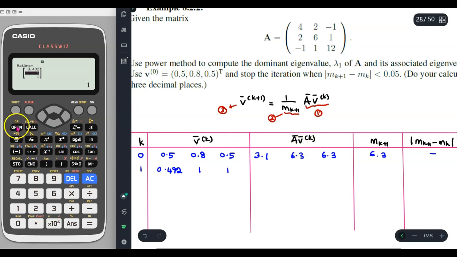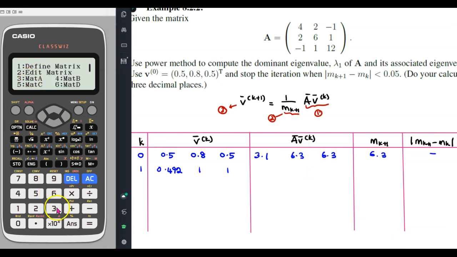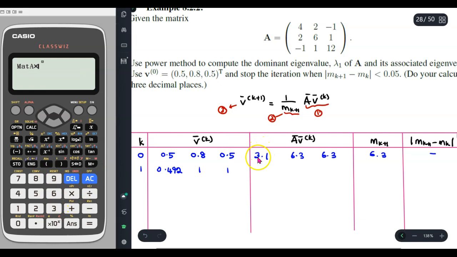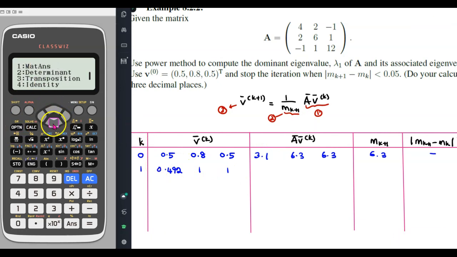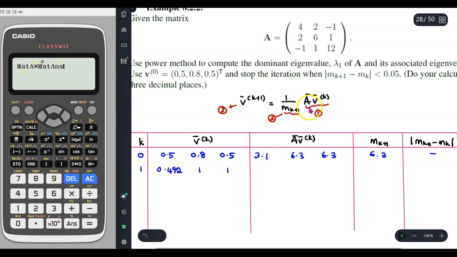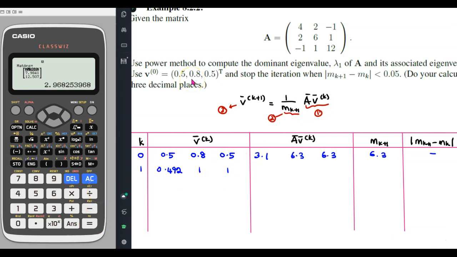So we need to call back our matrix A. A didn't change, so matrix A, number 3, times VK. VK is your current answer in your calculator. So we call the math answer here. Just scroll to the bottom and you will find the math answer. So press 1. So mat A times mat answer is basically A times your current eigenvector. So press equal. So you have those values.